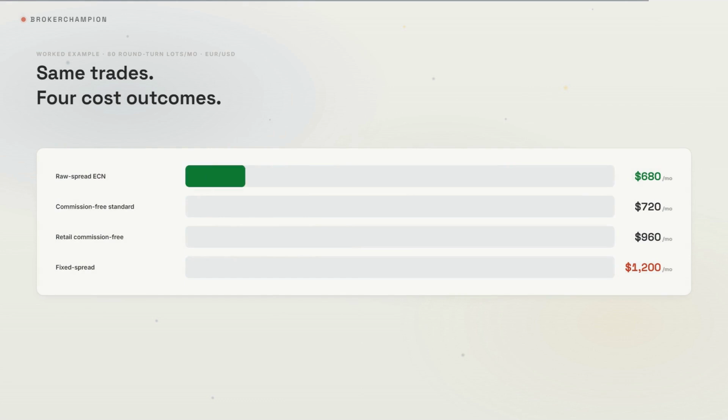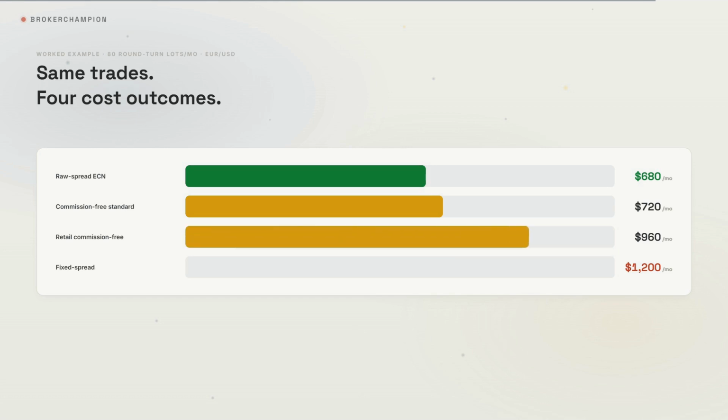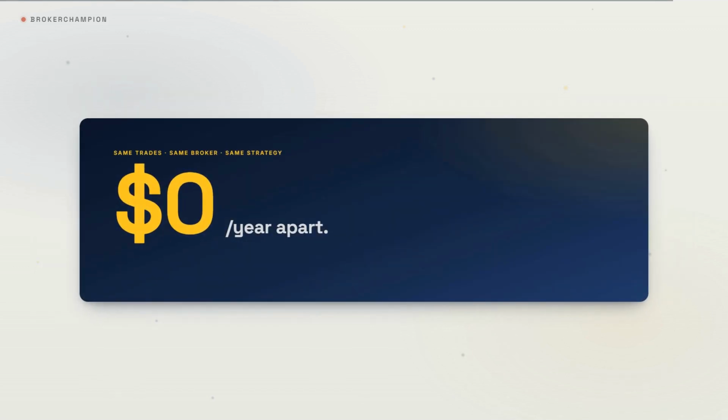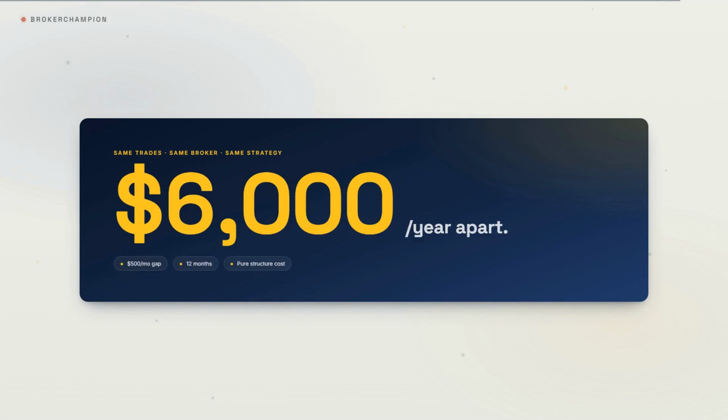Here's the worked example. 80 round-turn Euro-US dollar lots a month. That's a part-time day trader. Raw-spread-ECN, about $680 a month. Commission-free standard, $720. Retail commission-free, $960. Fixed spread, $1,200. That's a $500 gap between the cheapest and most expensive structures every month. $6,000 a year. Same trades, same broker quality, same strategy.